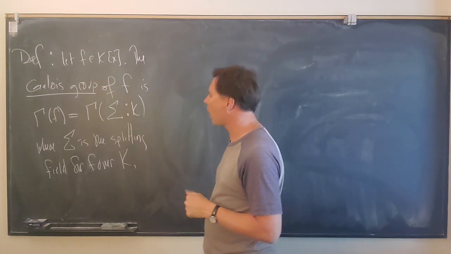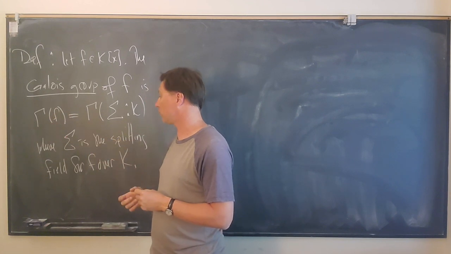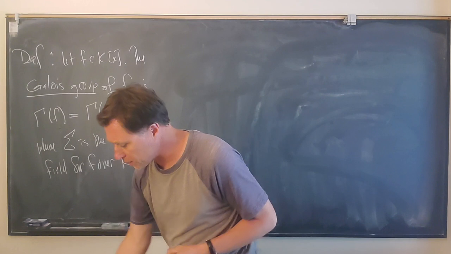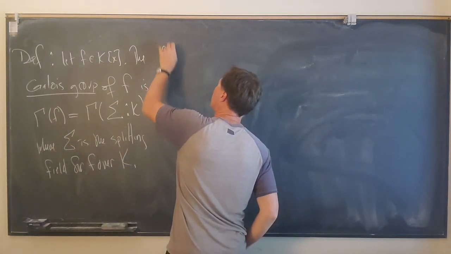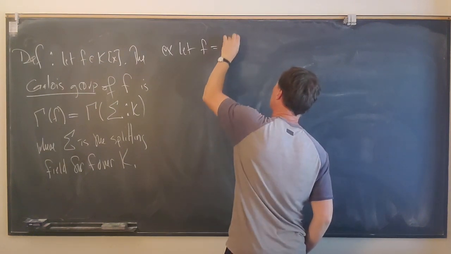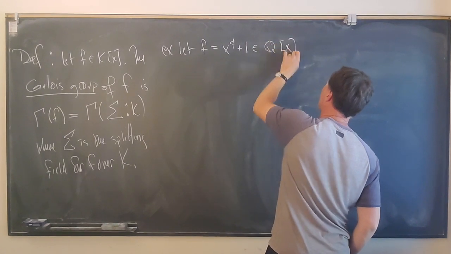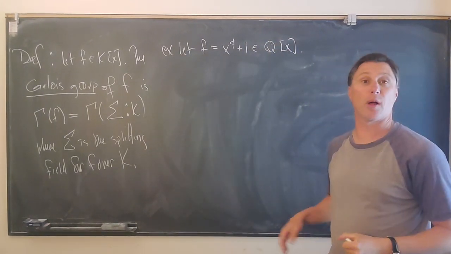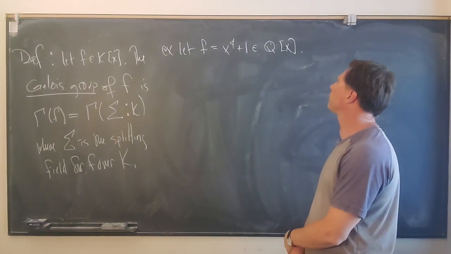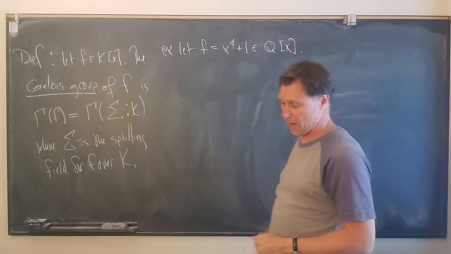The insight of Galois is that he was able to associate a group to each polynomial, in this exact way. And so let's do a computation here. As an example, let f be the polynomial x^4 + 1, viewed in Q[x]. So we have this polynomial over Q, and what I'd like to do is compute the Galois group of f.